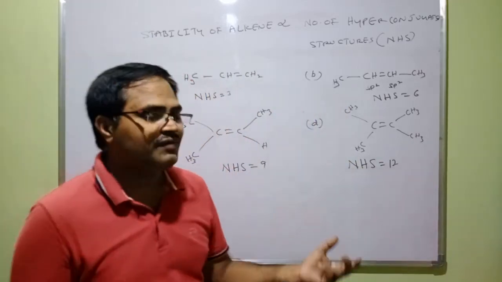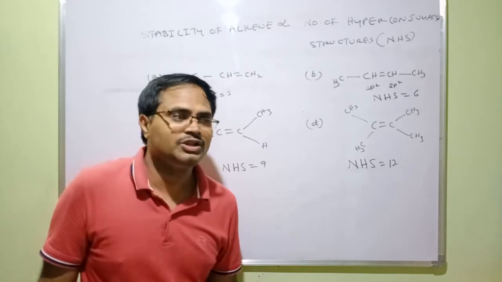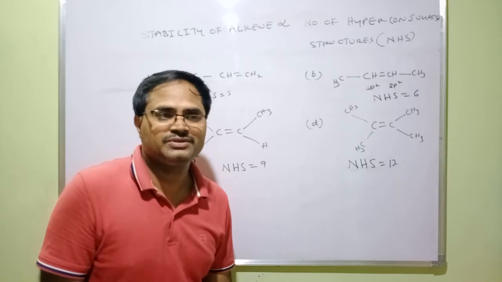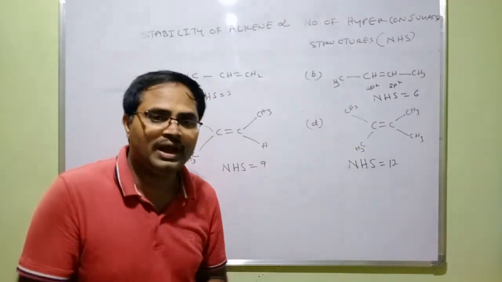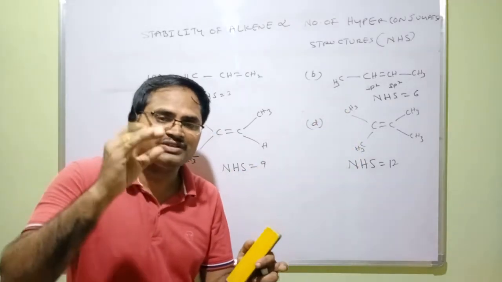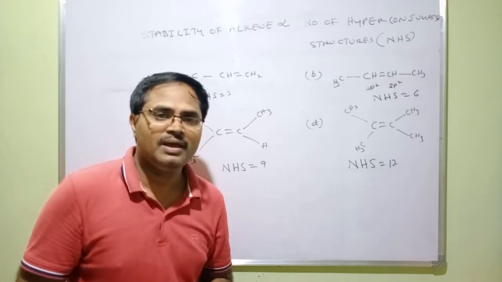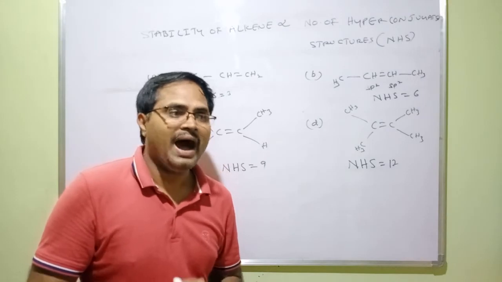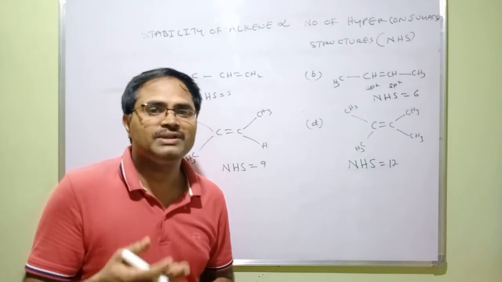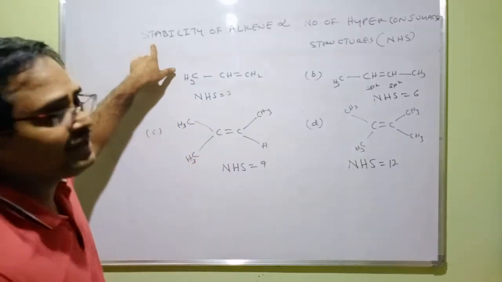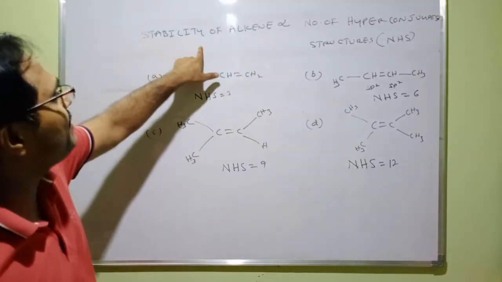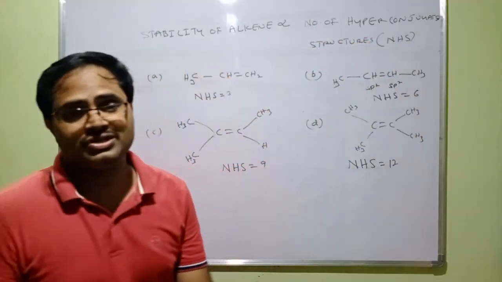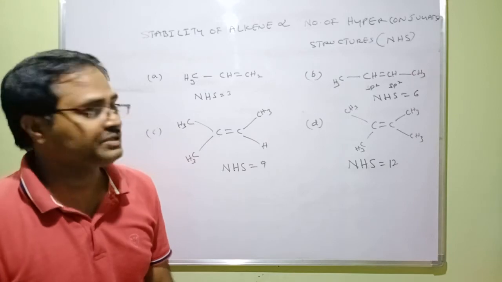We can also write the hyperconjugate structures one by one on the board or the paper, but that is not going to help us in competitive exams. You just have to look at the molecule, count the number of alpha CH bonds at the alpha carbon, and find the number of hyperconjugate structures. Higher the hyperconjugate structures, higher will be the stability. That is the trick: the stability of an alkene is directly proportional to the number of hyperconjugate structures.